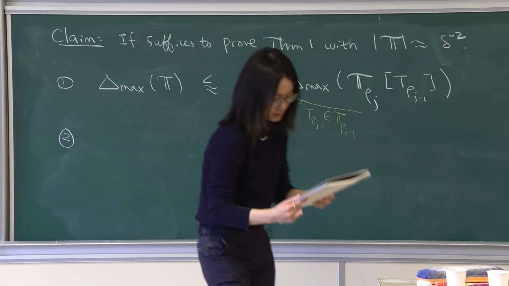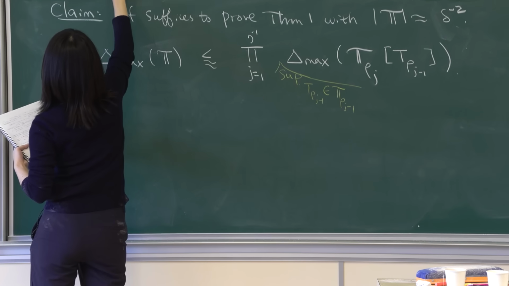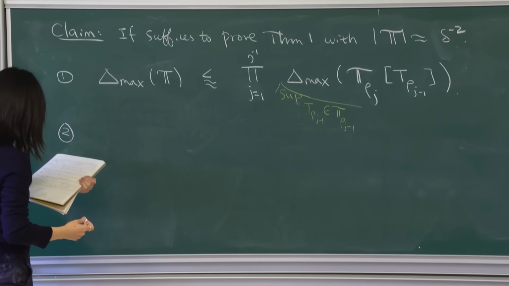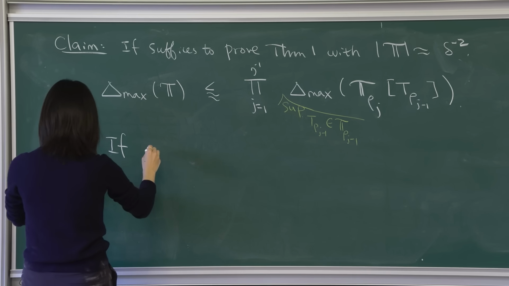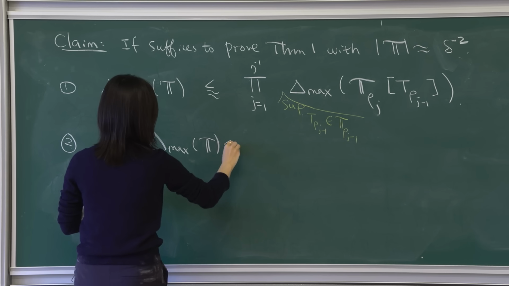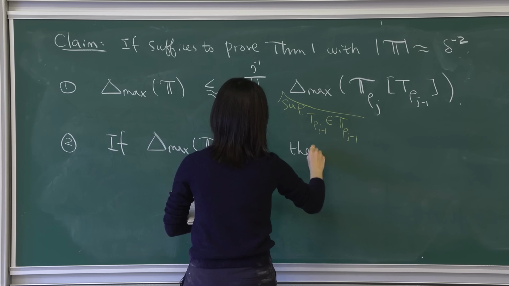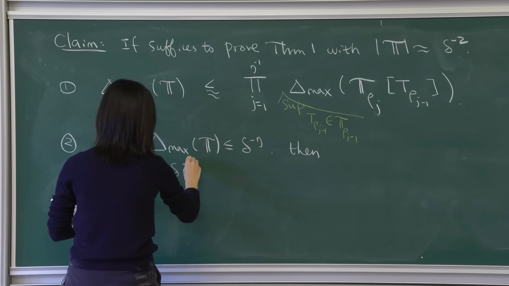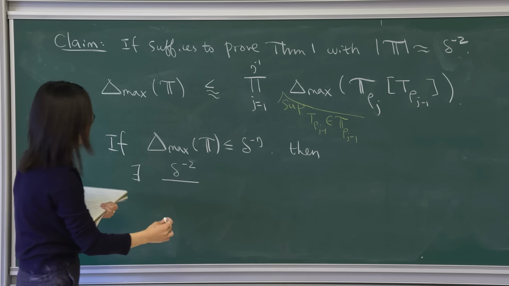And the second part is the following randomizing argument, which I'm sure the audience is much better at, in probability, than I am, so I trust you can do it. If the maximum density of T is less than delta to the minus eta, then there exists a subset with delta to the minus 2 tubes. I'm specializing in the three-dimensional case, but this part is very general. It holds in any dimensions.